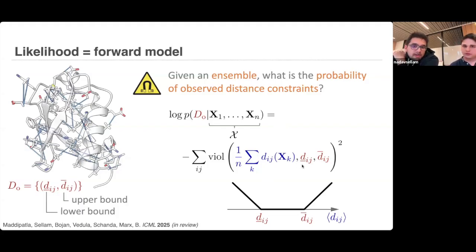So if not, we impose some error based on how far it falls away from the experimentally determined constraints. So essentially, the problem of NMR structure determination is that given all the NMR observables, you want to determine what ensemble produced them. So yeah, essentially that's the inverse problem.